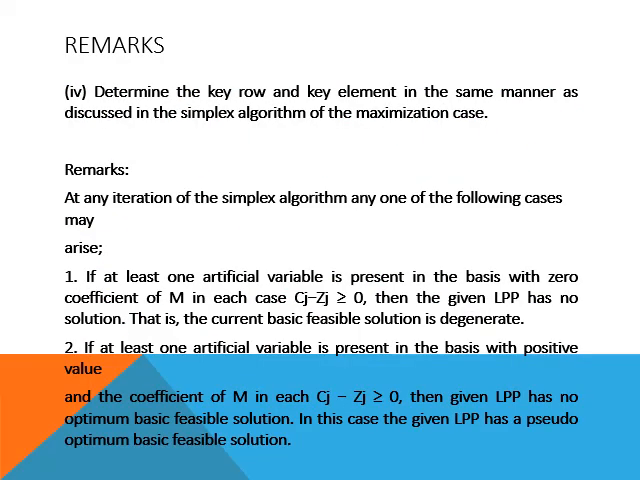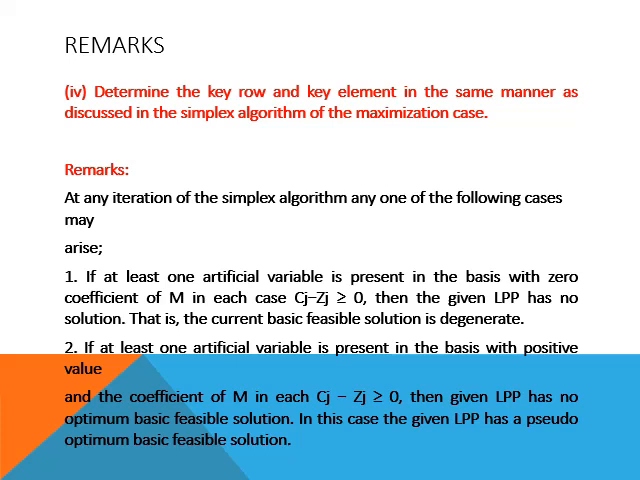For determine the key row and the key element. Key row means the leaving row, the exiting row. Key element means the pivot element or key element, in the same manner as discussed in the simplex method or simplex algorithm of maximization.